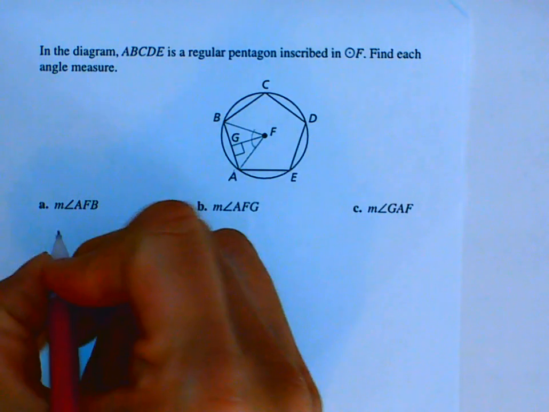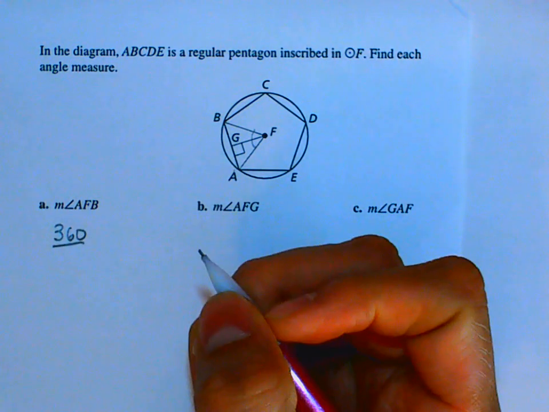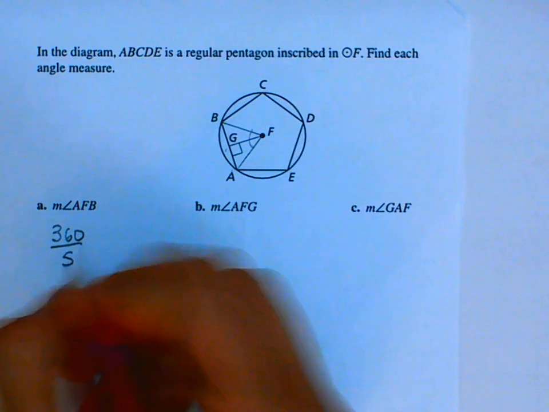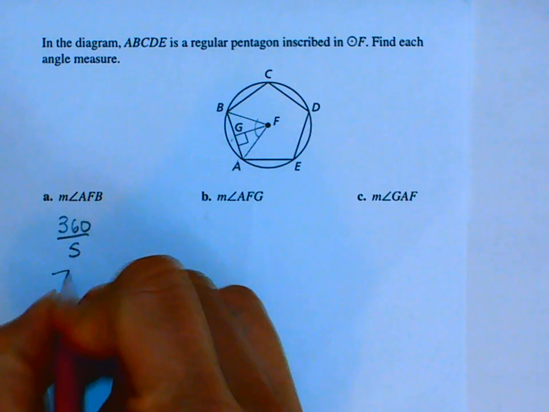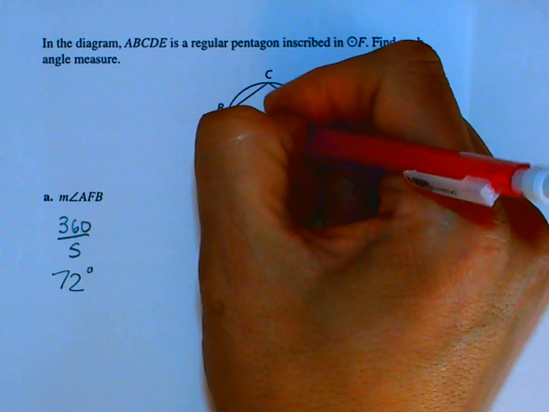So in order to find that, you have to do 360 divided by the number of sides. You have 1, 2, 3, 4, 5 sides. So we divide that. That's 360 divided by 5. That gives me 72 degrees. So this whole angle is 72 degrees.